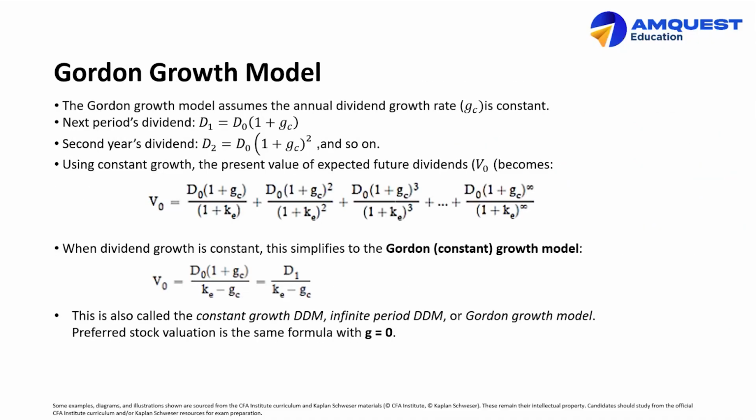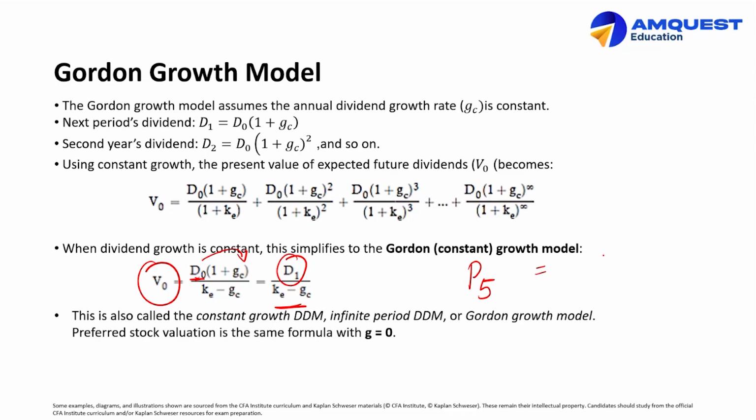Gordon growth model, I have also explained this. We are able to get the value of the share. Dividend is expected to grow. So we have D1 and in the denominator Ke minus g. So let's say I want to find the value of P5.